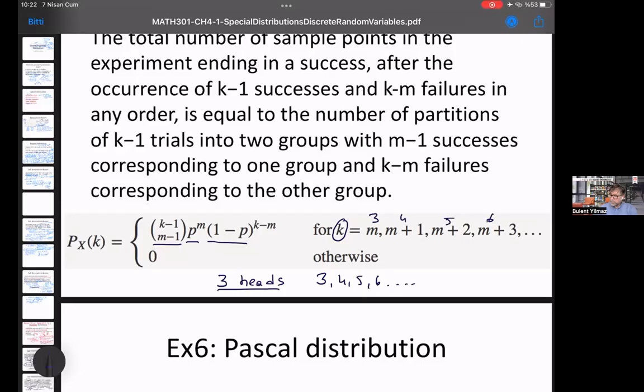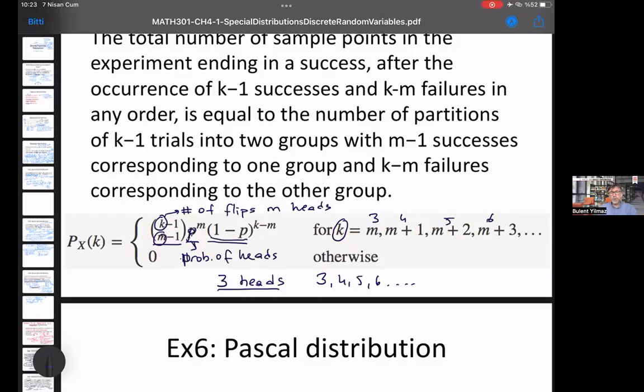So what is k here? k is the number of flips I should make to obtain m heads, and m is the number of heads I'm aiming for. Okay, so p is the probability of obtaining heads, and 1 minus p is the probability of tails.